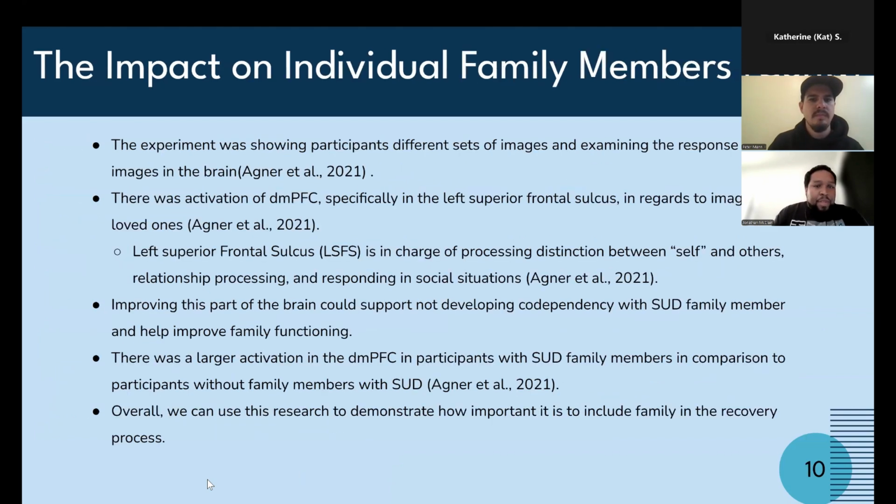Next. So again, the people who wrote this article tried to redo the experiment, and they were able to find similar findings, showing an activation of a certain part of the brain that is in charge of processing the distinction between self and others, relationship processing, and responding to social situations.